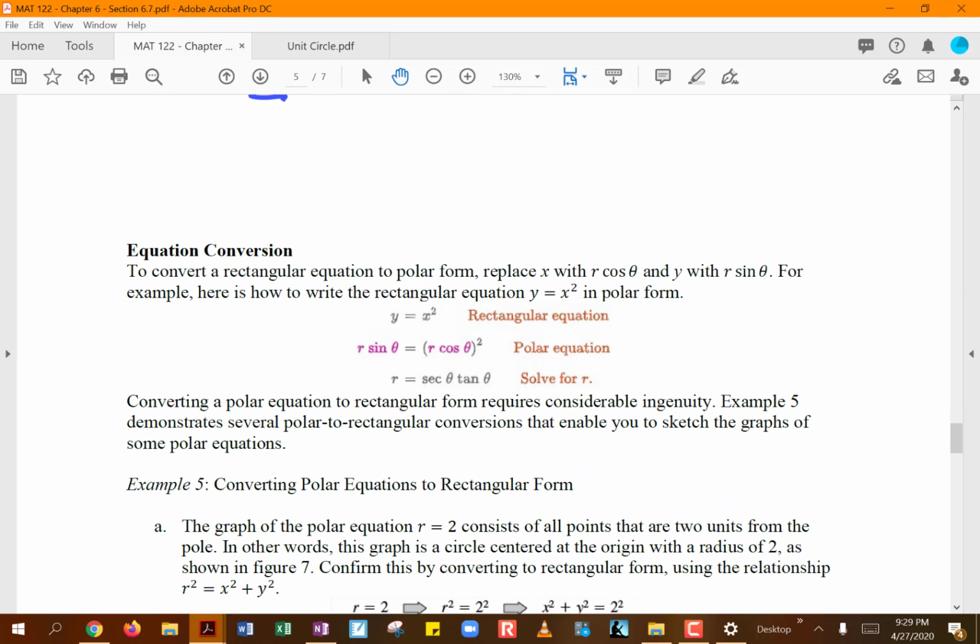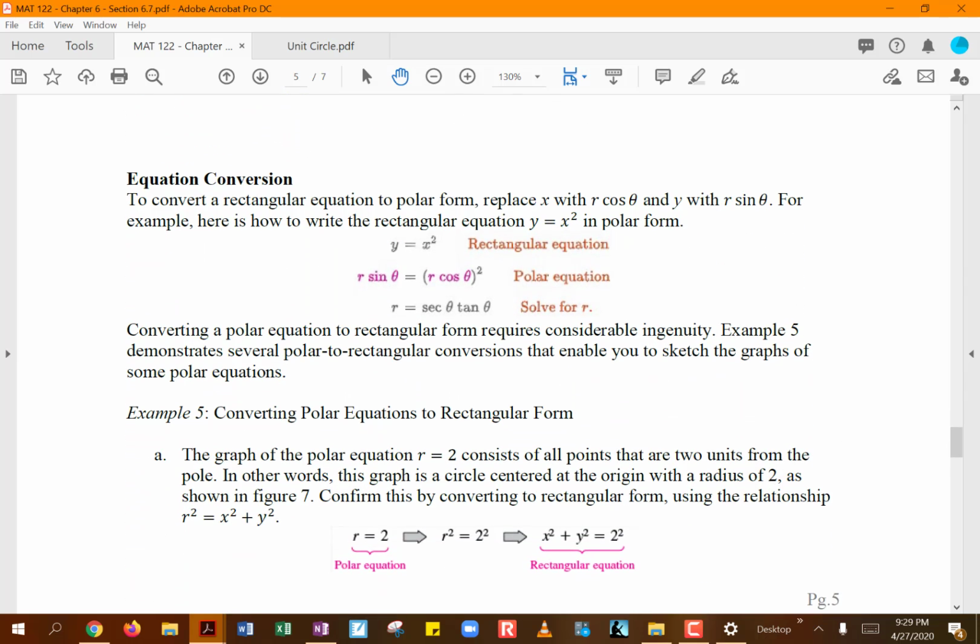Alrighty, so this was just going from one point to the other in different coordinates, but what about if we wanted to convert our equations? So they are saying to convert a rectangular equation to the polar form, we will need to replace our x with r cosine theta, replace our y with r sine theta, just like we did with the points. That's the same conversion we are doing here.